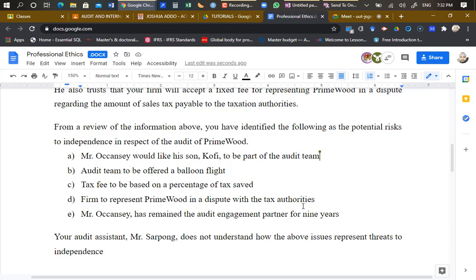So that's for the tax fees based on percentage of tax saved. It is quite an intimidation threat.